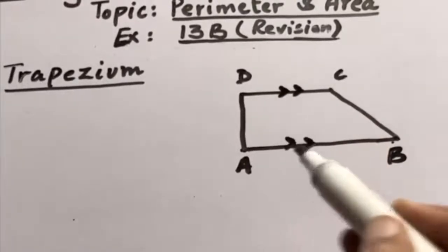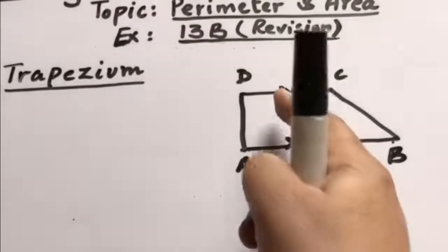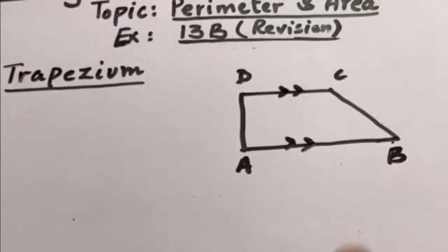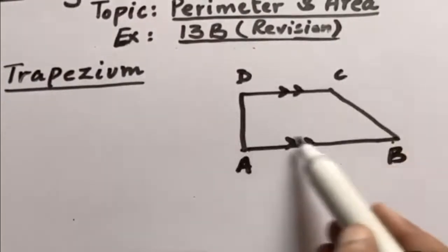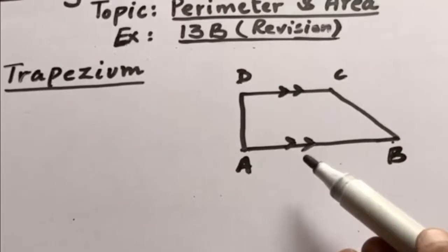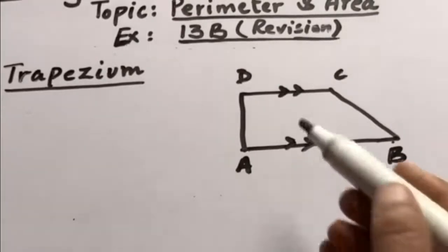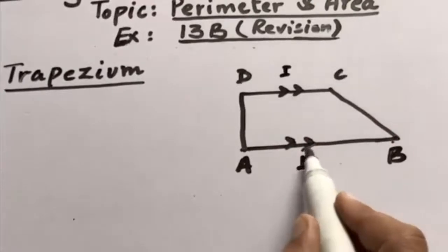As you know, parallel lines are those lines which never meet at a point and their distance is equal at every point. So these two sides AB and CD, if we extend these lines, they never meet at a point. So these are the parallel sides. It's a parallel side 1 and it's a parallel side 2.